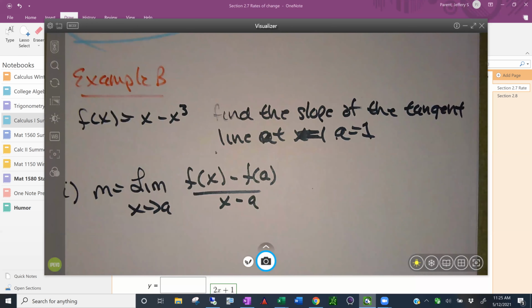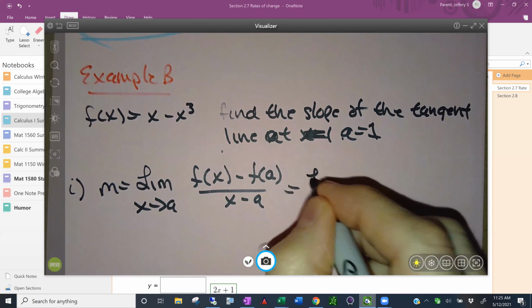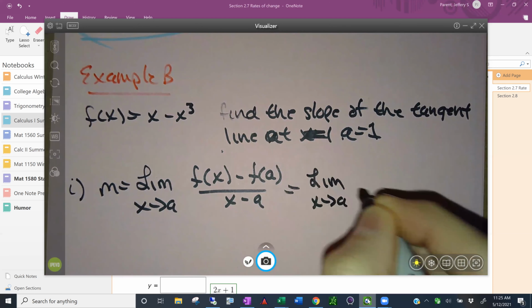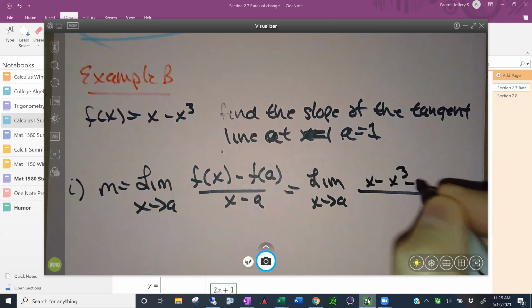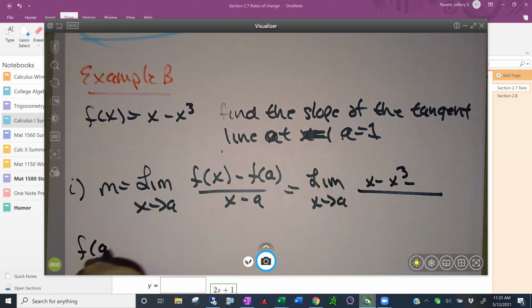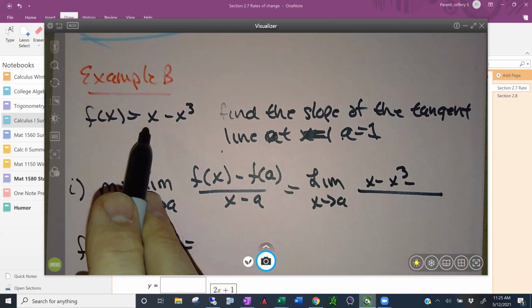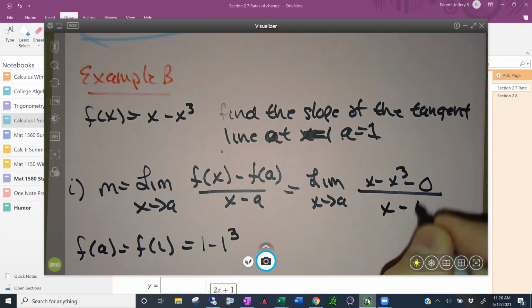And let's fill in everything here for this one. That's going to be the limit as x approaches a of f of x, well, it's just this, x minus x cubed, minus f of a. Well, since a is 1, what's the value of f of a? 0. Over x minus a, which is x minus 1.